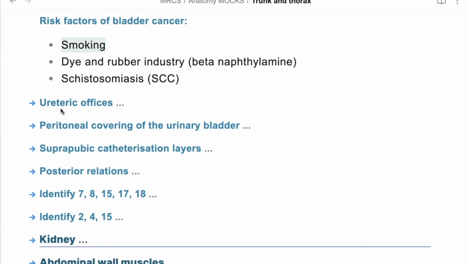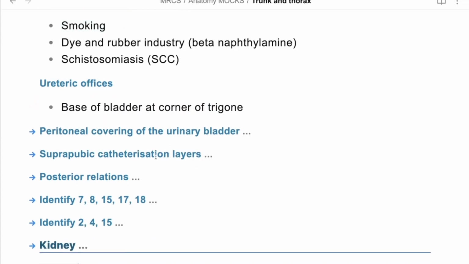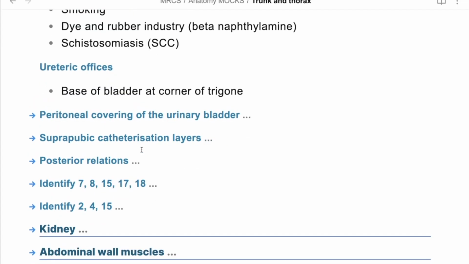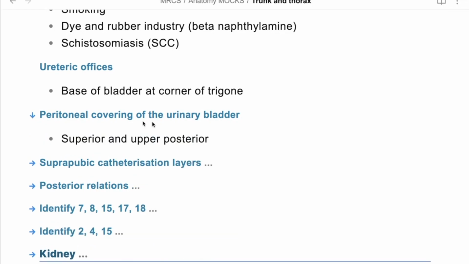Do you know where the ureter enters the bladder? Yeah, at the base of the bladder, near the trigone. Okay, at the corner of the trigone. The peritoneal covering of the bladder, that you know? The peritoneum covers the superior surface and the upper part of the posterior surface. Okay. So that is, yeah, very good.